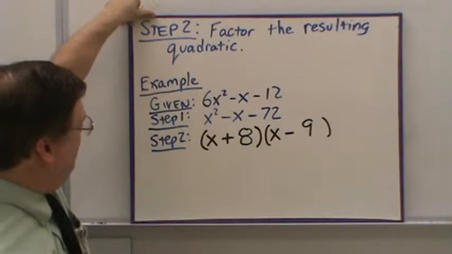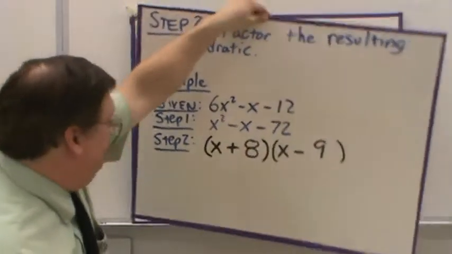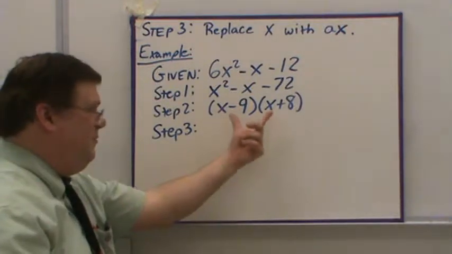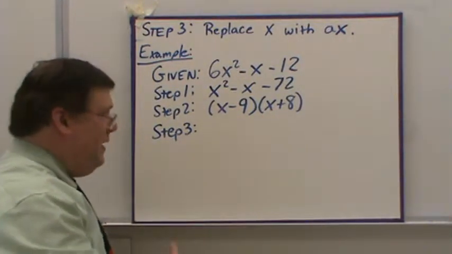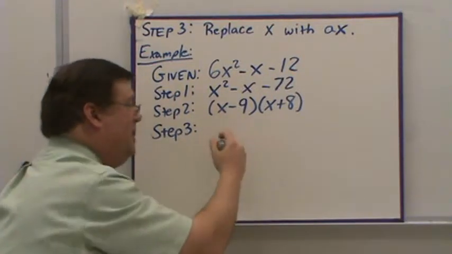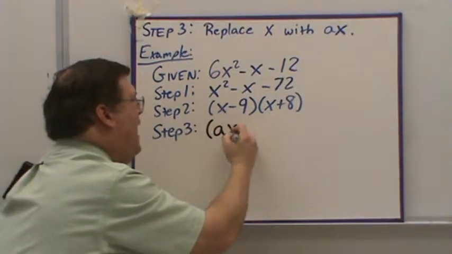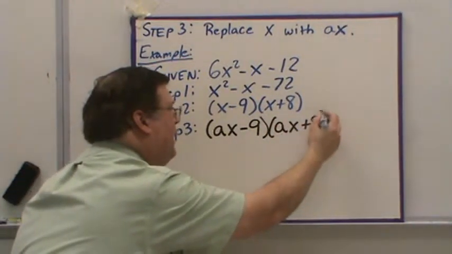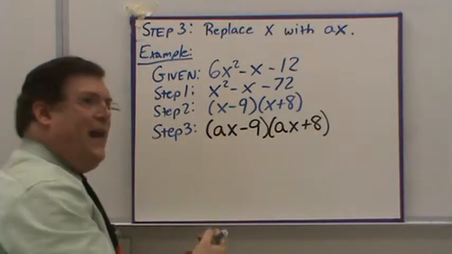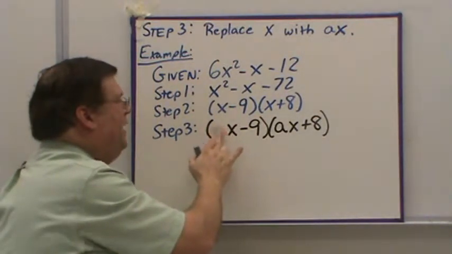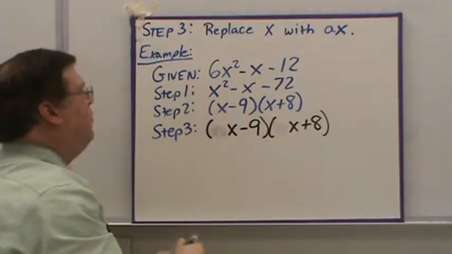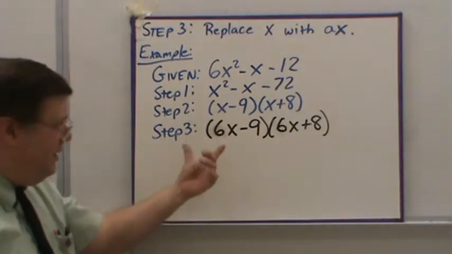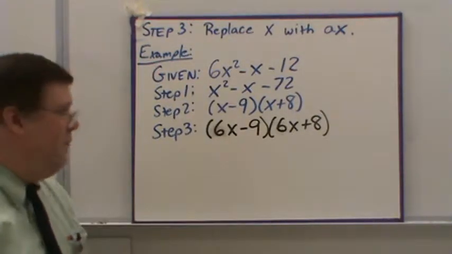Step 3, we replace the x with ax. And I did flip-flop these, but that's okay. So I'm going to replace the x with ax. Wherever I see an x in here, I'm now going to make it ax minus 9 and ax plus 8. But it's not a, is it? A was originally a 6, right? So we're going to put in 6x, not a, but replace it with the original a value in front of the x there.